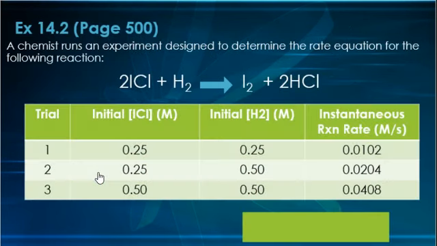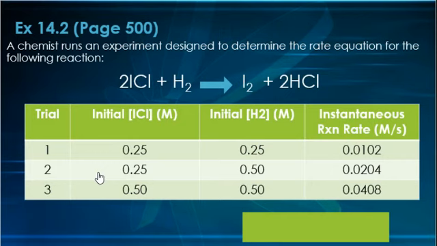Here we're looking at an experiment. A chemist runs an experiment designed to determine the rate equation for the following reaction. 2ICl plus H2 yields I2 plus 2HCl. Okay, so what we're going to do is here's our concentration of ICl, our initial concentration of ICl. In trial 1, it's going to be 0.25 M. In trial 2, we're not going to change it at all. It's 0.25 M. And then in 3, we doubled it.